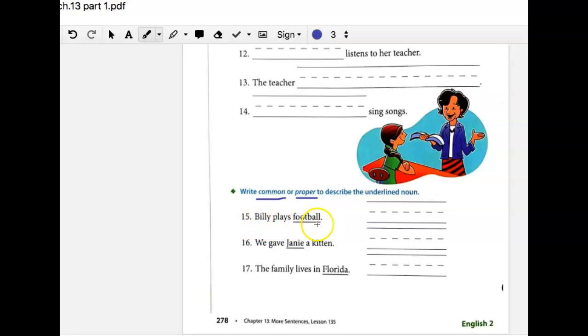Billy plays football. Is football a common noun or a proper noun? Now remember, a proper noun is a specific name of a noun, so that means it is capitalized. So is football a proper noun or a common noun? Well, it's not proper, so it is a common noun. I want you to try number 16 and 17 on your own.